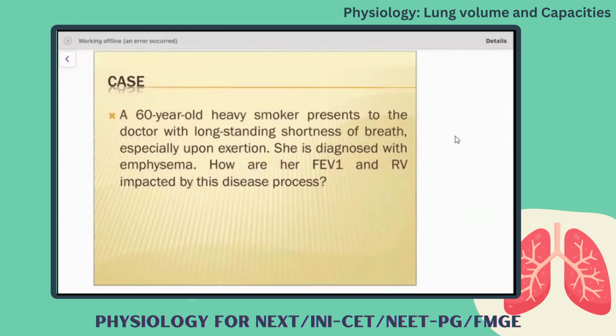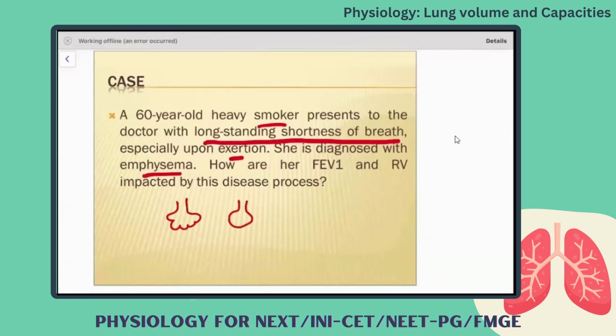A 60 years old heavy smoker again presents to the clinician with long-standing shortness of breath. So the person is experiencing long-standing shortness of breath upon exertion. When he is doing some heavy work, he is experiencing shortness of breath. And he is diagnosed with emphysema. What is emphysema? Destruction in the walls of the alveoli. So the alveolar wall is destructed.